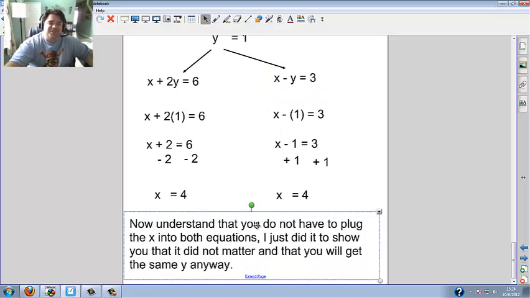Instead, now understand that you do not have to plug the x into both equations. I just did it to show you that it did not matter and that you will get the same y anyway. Let's take a short break.